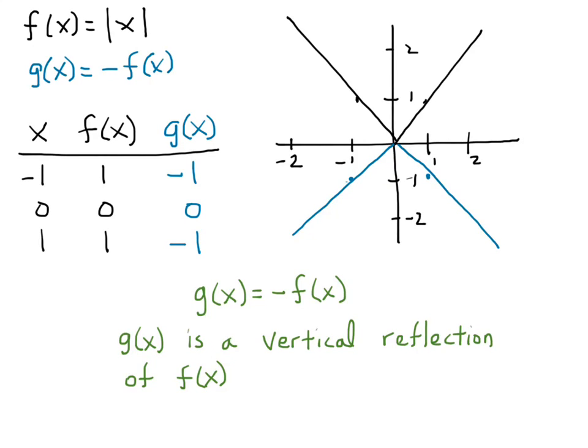All right, so this one is fairly easy to see. Anytime we get a positive number out of our function, it becomes negative. Anytime we have a negative number, it becomes positive. And so it's like you put a mirror right on that x-axis and you're looking at the reflection, where what's above is now below.